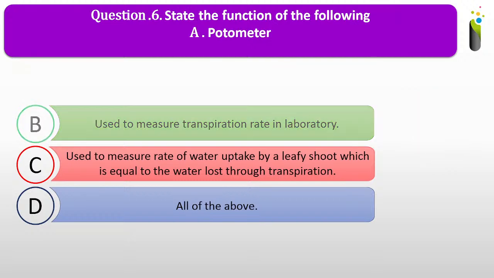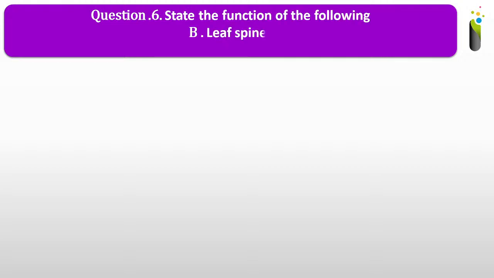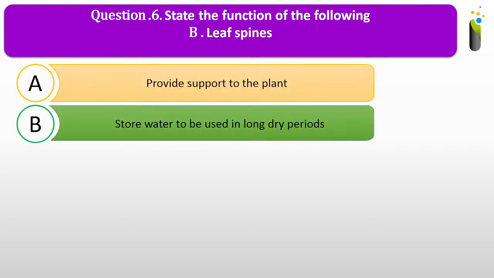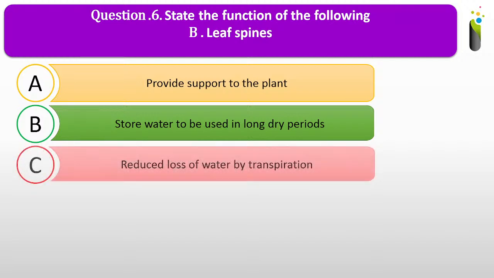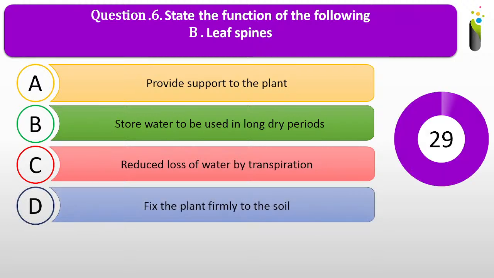So the function of the potometer is all of these. Question number 6. State the function of the leaf spines. A. Provide support to the plant. B. Store water to be used in the long dry periods. C. Reduce loss of water by transpiration. D. Fix the plant firmly to the soil.